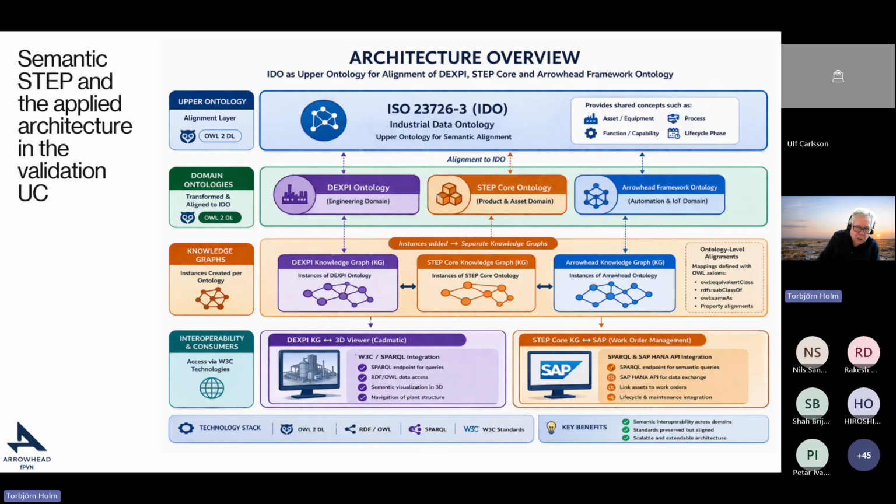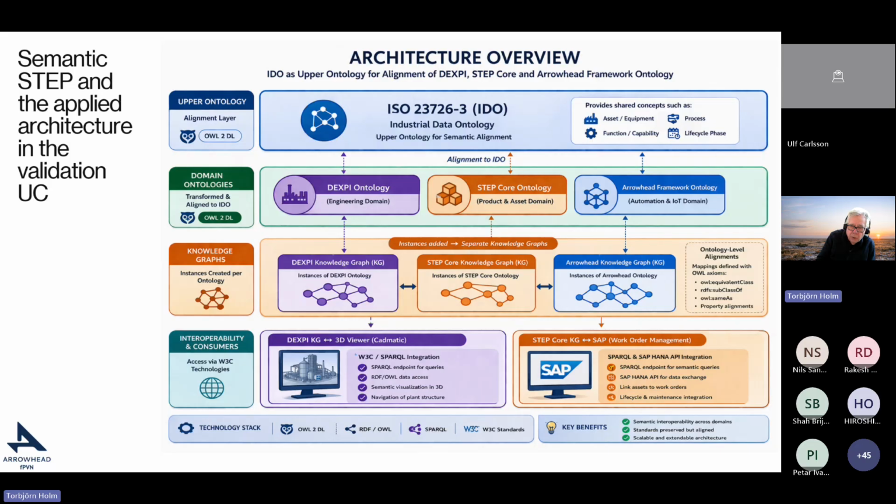And this is about the system of systems, and this is about process and instrumentation diagrams, which are standardized in the DEXPI ontology coming from the DEXPI organization. The third thing on the next level is the Arrowhead framework ontology, and Arrowhead is the EU project that we've been working with. It's about federated systems and based on microservices.